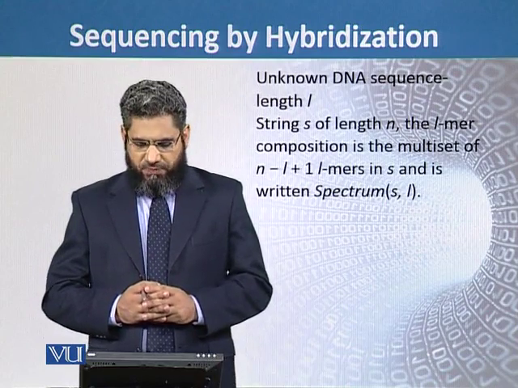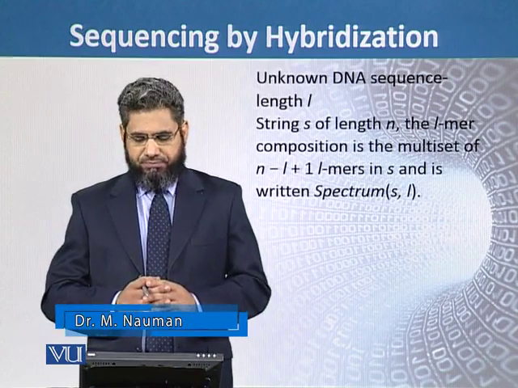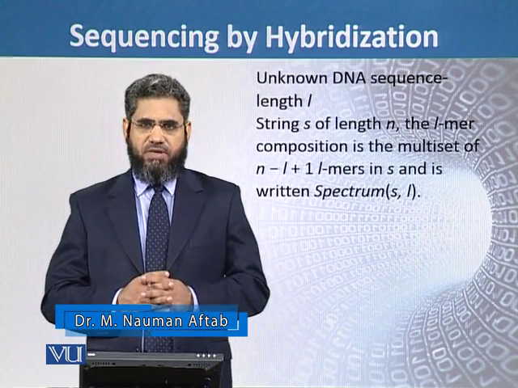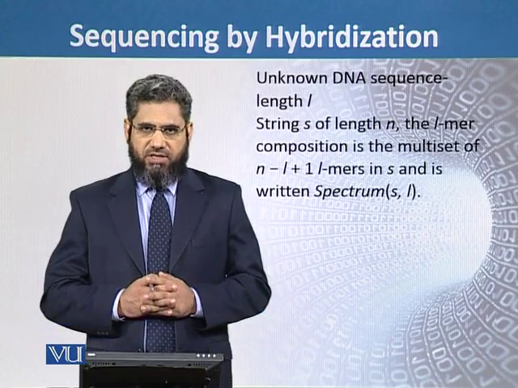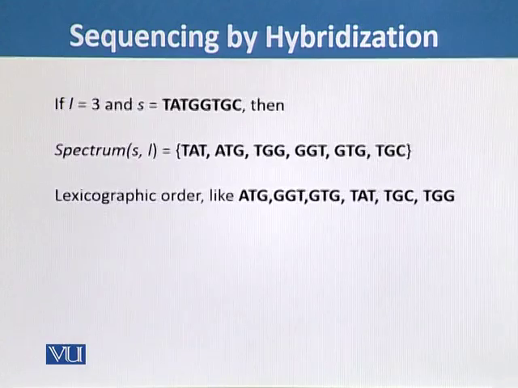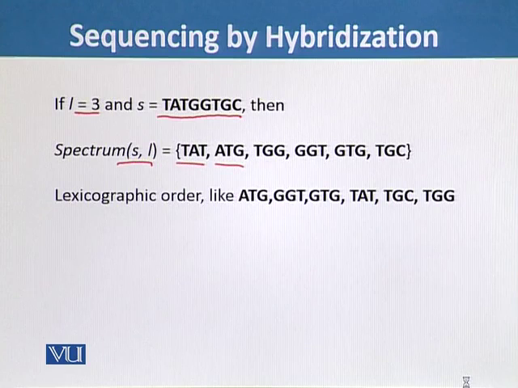So if we have a string S of length n, the L-mer composition is the multiset of n minus L plus 1 L-mers in S, written as the spectrum S_L. We can see that if L is equal to 3 and S is the sequence TATGGTGC, then the spectrum S_L would be TAT, ATG, and so on. How can we get this?